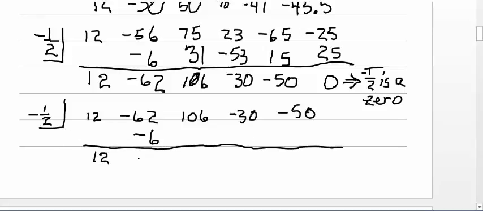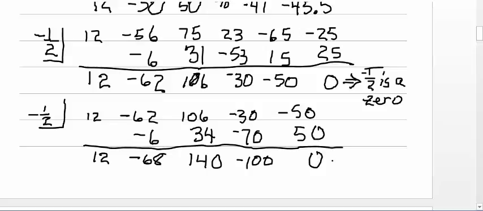Bring down the 12, multiply by negative 1/2, add that to negative 62, and I get negative 68. Half of that is 30, negative 1/2 times that is 34. Add that to 106, I get 140. Negative 1/2 times 140 is negative 70. And notice when I complete the process, I get 0 as a remainder. So negative 1/2 is a 0, and the multiplicity is 2 or 4.